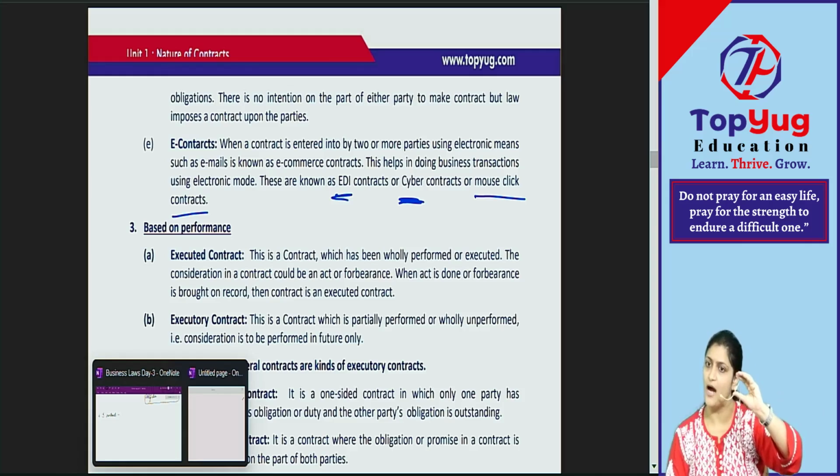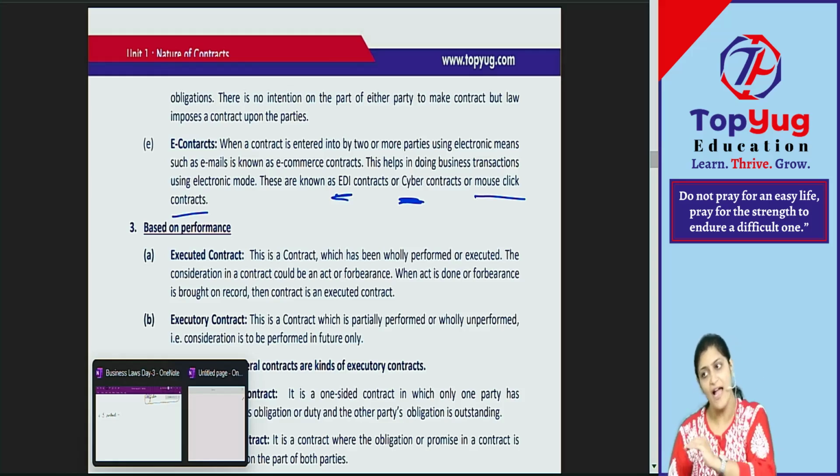Only the explanation part of what is intention to create legal relationship. That means the parties should intend to create legal relationship. That you have to give, and only the case law. You don't have to give the facts of the case also.